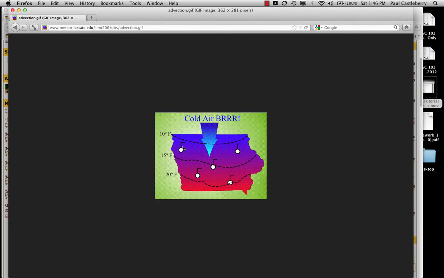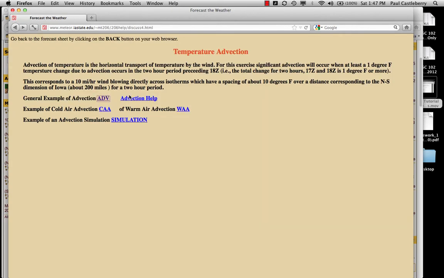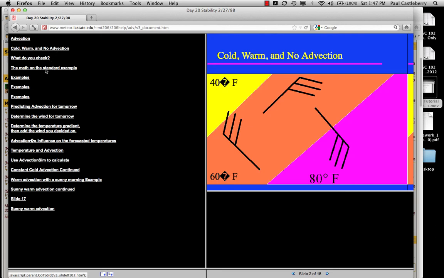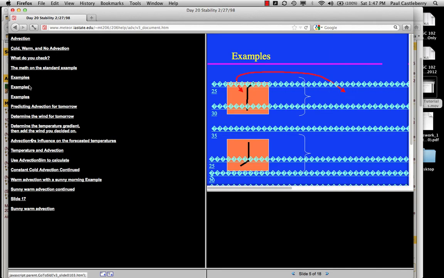Now, if these wind speeds were less than 10 knots, let's just say there were 5 knots, then yes, it would be advecting cooler air, but not significant cold air advection as defined by the computer program for those 2 particular questions on the forecasting exercise. This particular link here helps you with some PowerPoint slides, and I would encourage you to visit those and look at those and let me know if you have any questions.